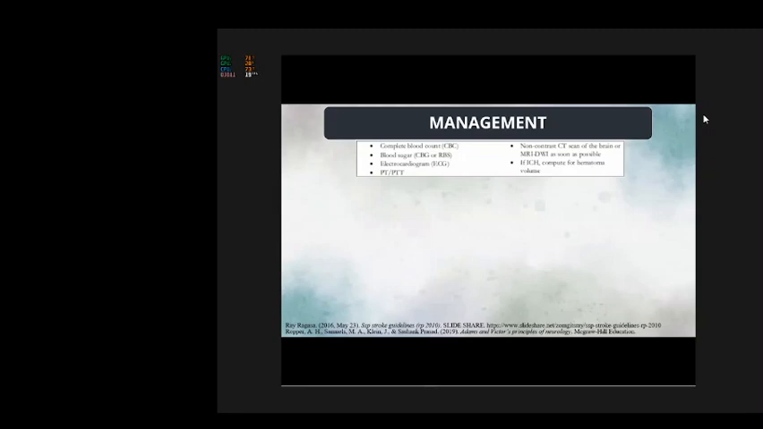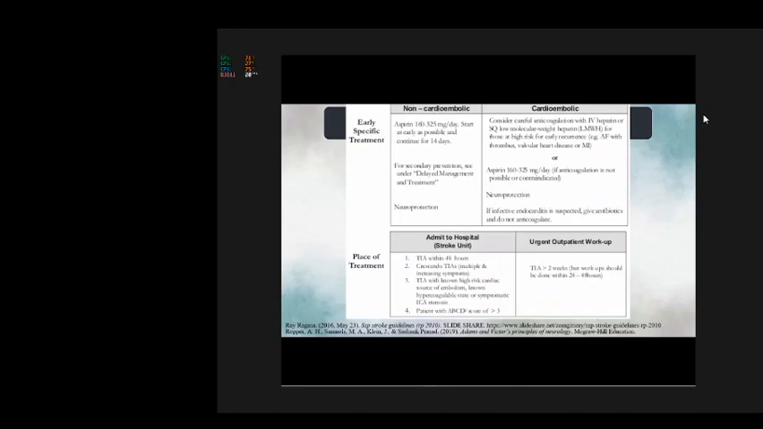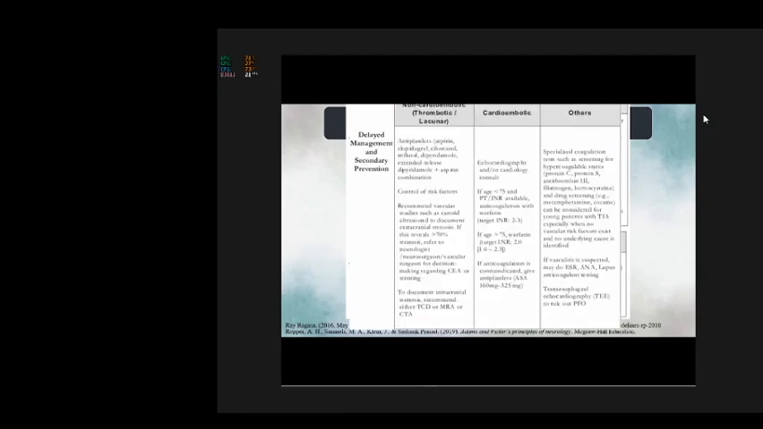For the management: CBC, blood sugar, ECG, PT-PTT, non-contrast CT scan, and for early specific treatment, aspirin should be given, and for neuroprotection. For the placement of treatment, since his ABCD2 score is 3, he is admitted to the hospital. For the delayed management and secondary prevention, the patient was given aspirin, however I have not yet had him tested for CT angiogram and carotid ultrasound.